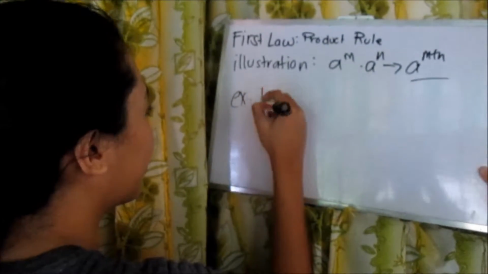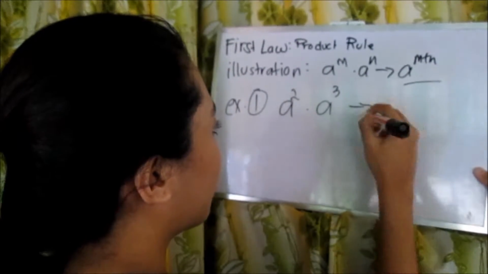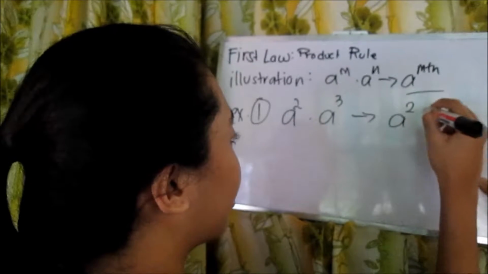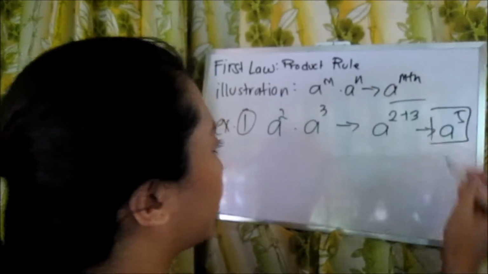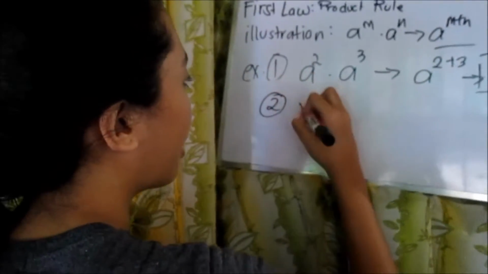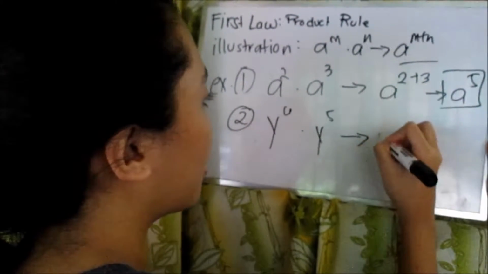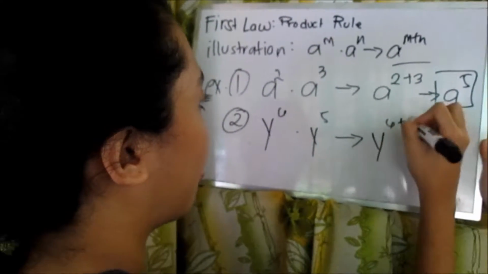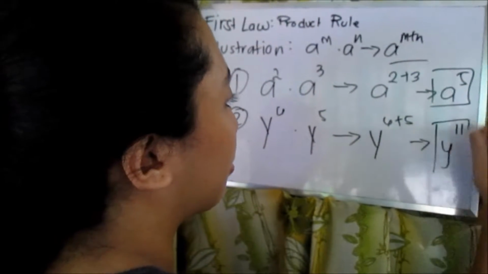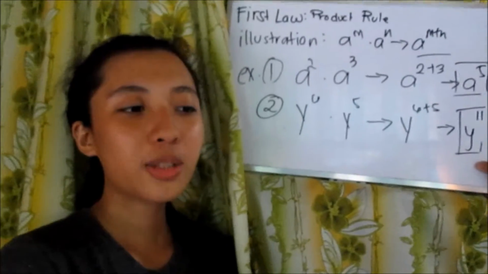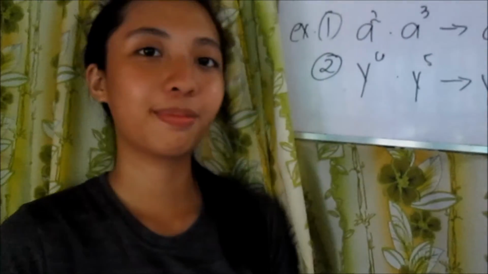Example number 1. a squared times a cubed is equal to a to the power of 2 plus 3, which is a to the 5th power. Second example, y to the 6th times y to the 5th power is equal to y to the 6th plus 5, which is y raised to the 11th power. Always remember that we can only apply the product rule if the base is always the same.